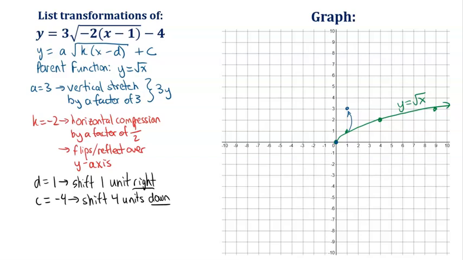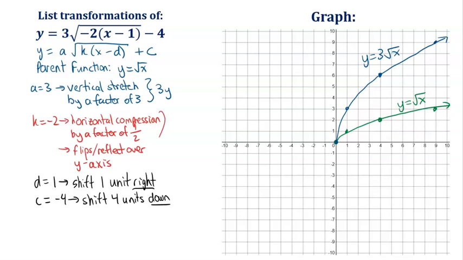0 times 3 is still 0, but 1 times 3 is 3. So that value, the second value there, is going to go up to 3. 2 times 3 is 6, so that's going to move up to 6. Notice we're keeping all the x values the same. And then 3 times 3 is 9. And so we draw our curve through those 4 points, and that's the line y equals 3 times the square root of x. Now we go ahead and apply the k value.